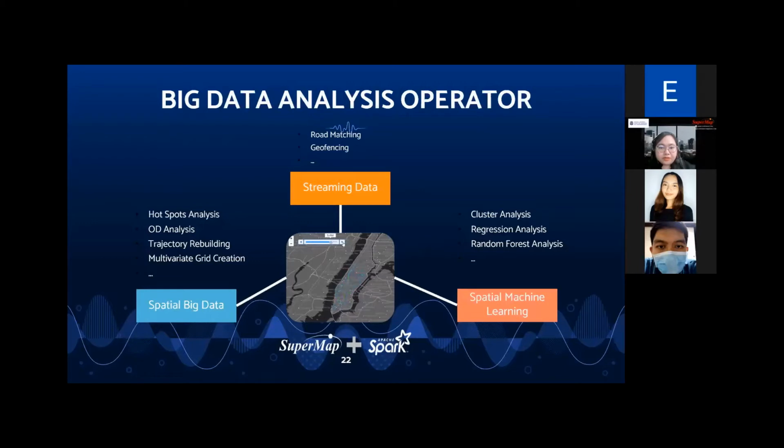Currently, SuperMap supports a variety of distributed operators, including spatial big data, streaming data, and spatial machine learning data. The new big data analysis operator is mainly used to process and analyze new types of data, such as IT big data, including reconstruct tracks, summarize with grid, summarize attributes, summarize with region, calculate OD matrix, find hotspots, calculate density, detect incidents, search similar locations, join features, spatial filter, attribute filter, build multivariable grid, resident analysis, and many more.